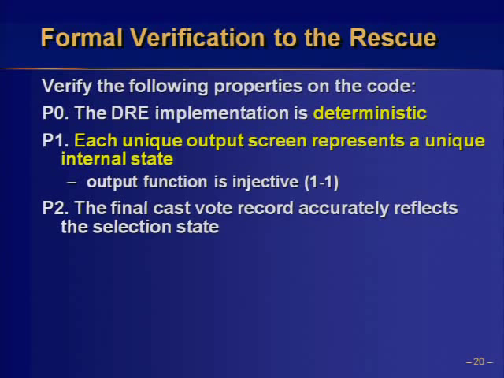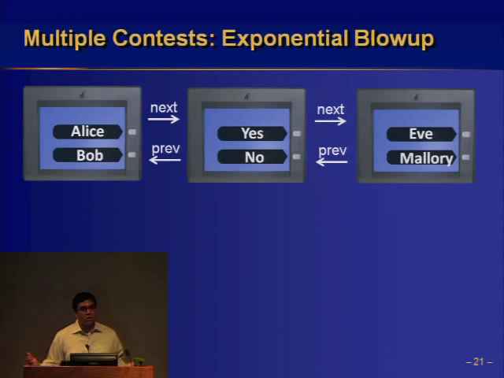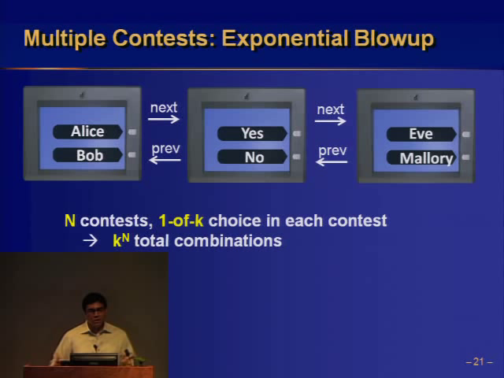Now, even if we do this, especially in US elections, given that you have multiple contests, even if you said, I'll visit each contest exactly once, you have an exponential number of test cases to deal with. So, for instance, in this case, you have three contests, but in the general case, you might have N contests, and especially in California, you have all of these propositions that one has to also vote on.